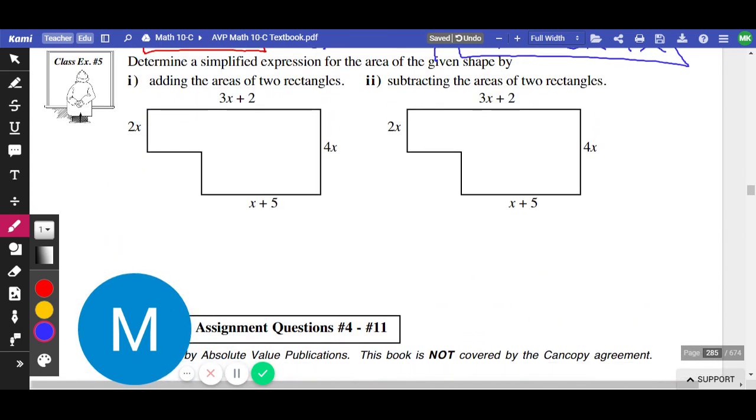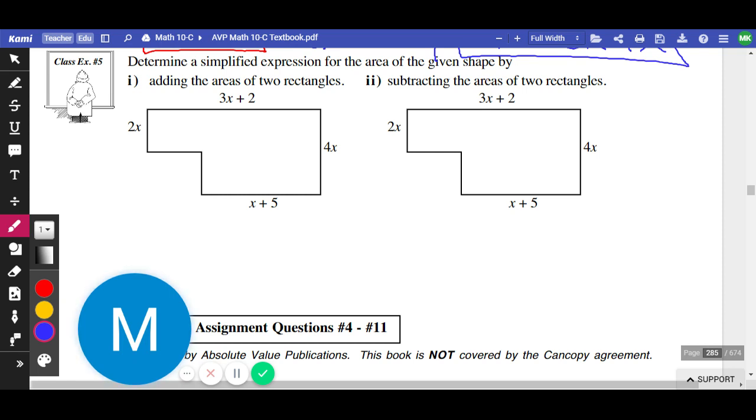Is this question here? We got time for it. It's just a little bit of a challenge question. So it's finding areas of things. It says determine a simplified expression for the area of the given shape by adding the areas of two rectangles, subtracting the area of two rectangles. We will do, it's the same rectangle both times. That's nice. So if you look at that, that's an area question.